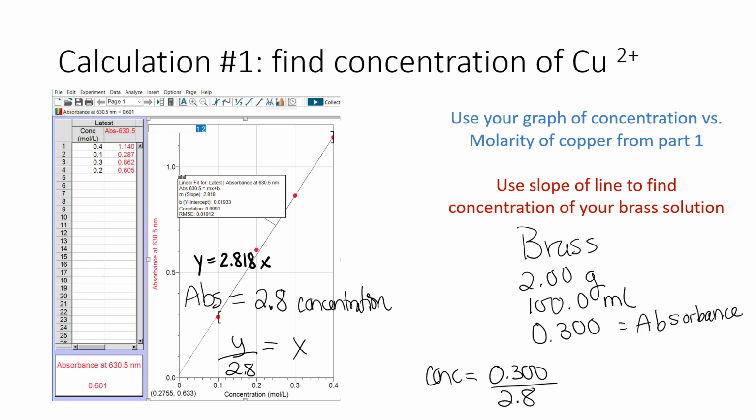So that's another way of saying this, right? Absorbance is slope times concentration. So concentration is going to be absorbance divided by the slope. I'm just rearranging and solving for x. And when I do that, you can stop and plug it in your calculator and you will get an answer.